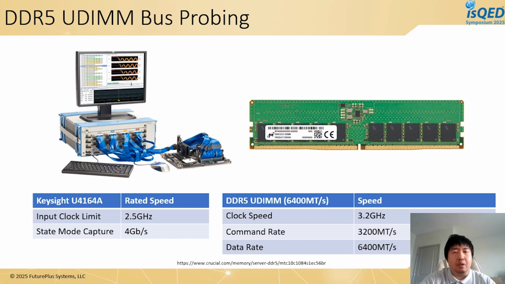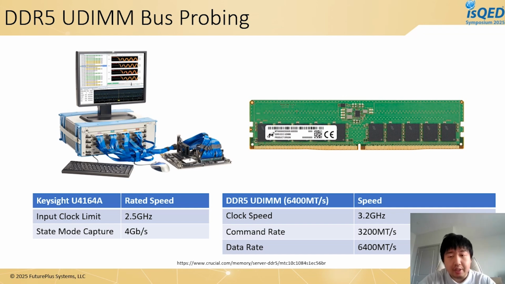But things are going to be quite different for DDR5. So for example here, this is a DDR5 UDIMM, a 6400 mega transfer UDIMM. This is actually a fairly mainstream speed you can find off the shelves. It has a 3.2 gigahertz clock, and it has a single data rate 3200 mega transfer command rate. The data rate, again, is 6400 mega transfers.